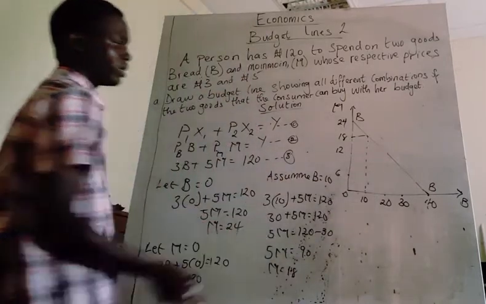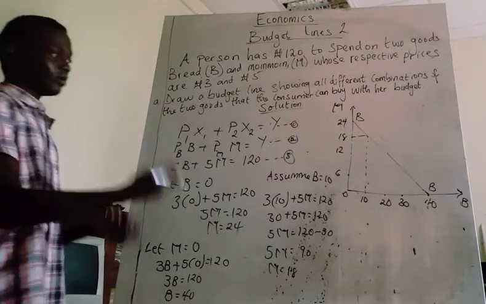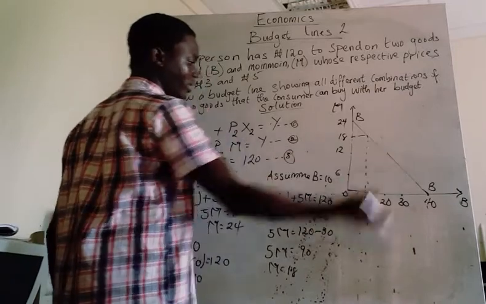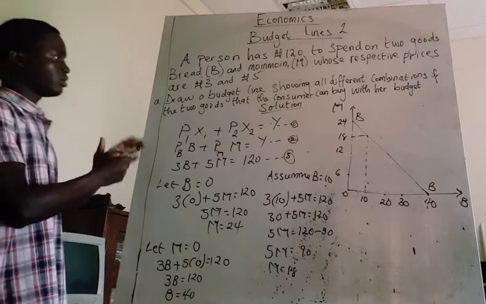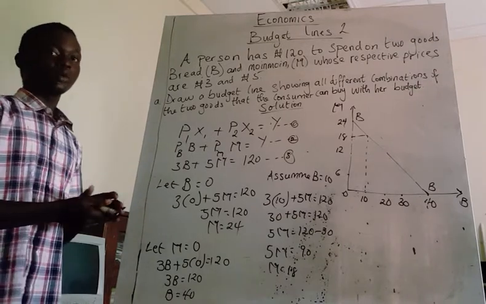Alright, so this is a possible combination, and on and on. We can do for 12, we can do for 6, and get different answers. Okay, so that's that about question A. Now let's go into question B.